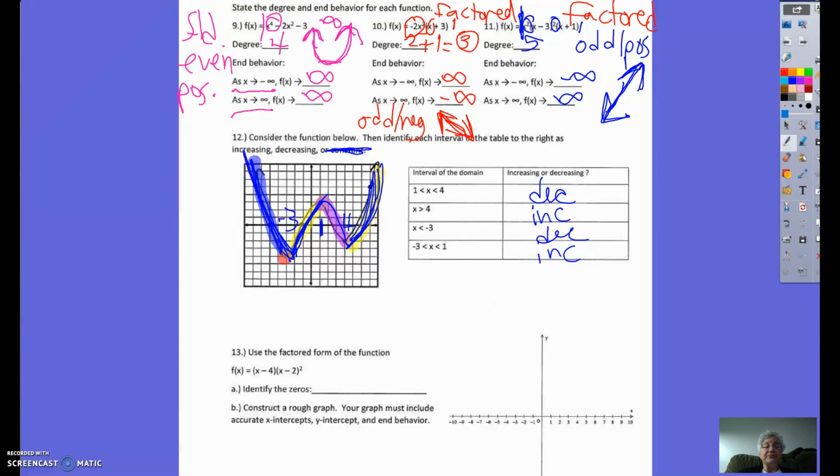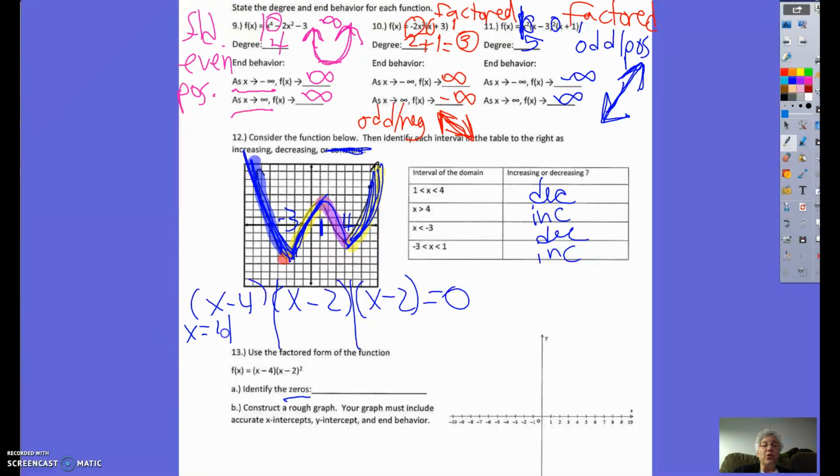Number 13. Use the factored form of the equation to answer the following questions. Identify the zeros means identify all of the x-intercepts or solutions. For number 13, what we can do is take our equation, which is already in factored form, and set it equal to 0. Remember, x minus 2 raised to the second power is x minus 2 times x minus 2. Set equal to 0. I've got 3 solutions.